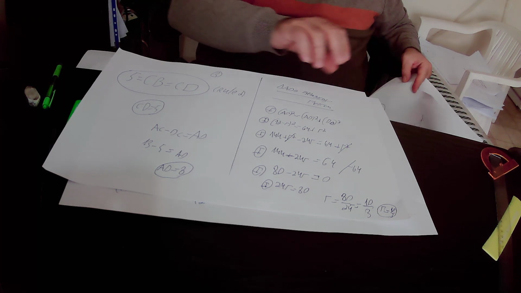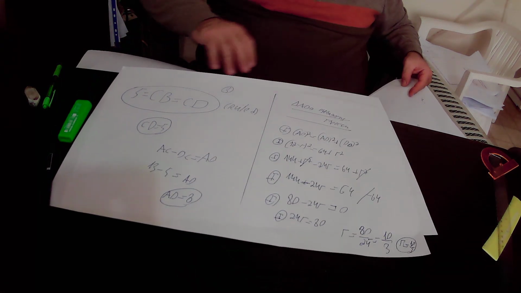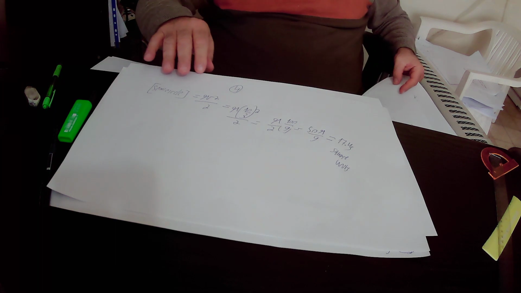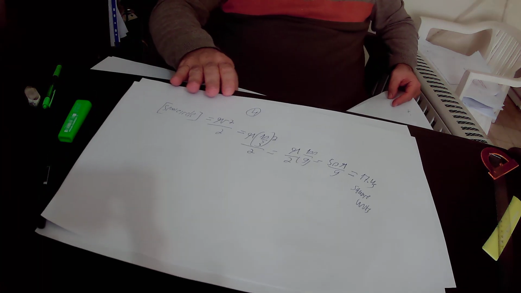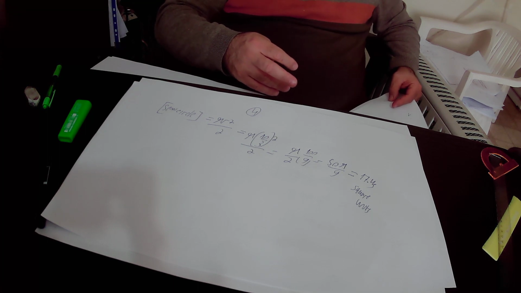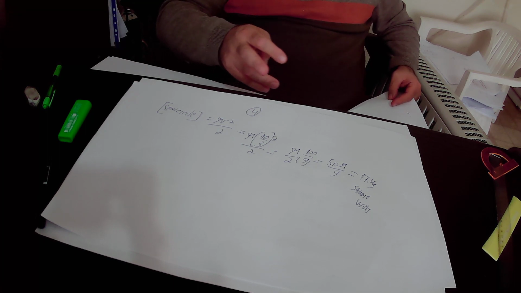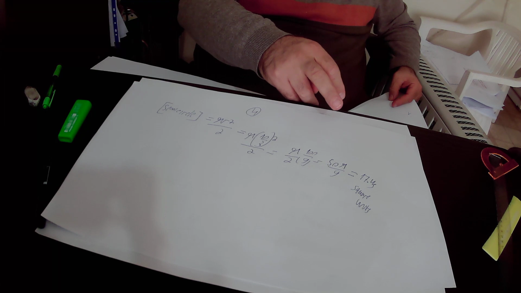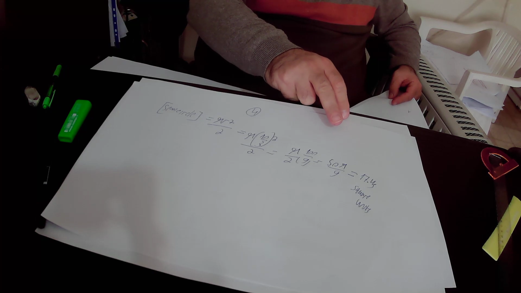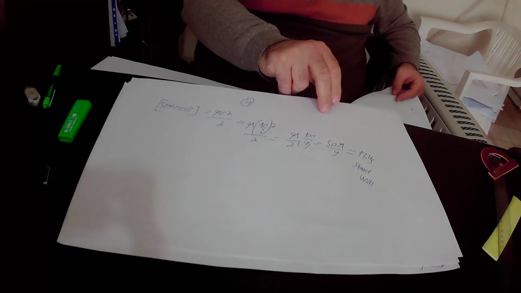And then the area of the semicircle equals pi r squared over 2, where r equals 10 over 3. Therefore, the area of the semicircle will be equal to either 50 pi over 9 square units, or in terms of numbers, it equals 17.45 square units. So that was the second method.